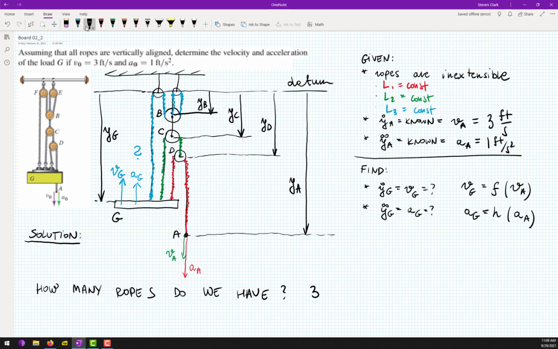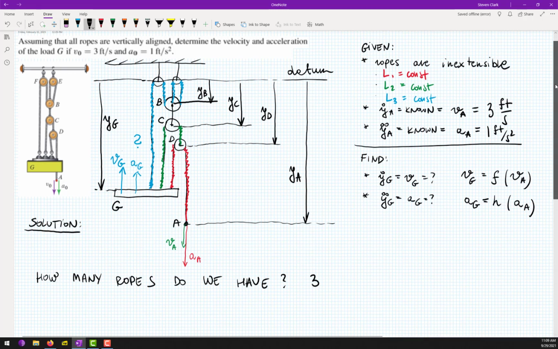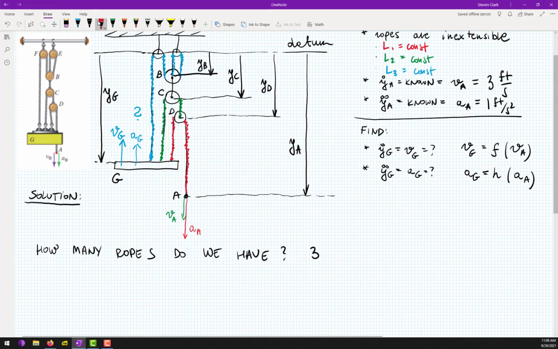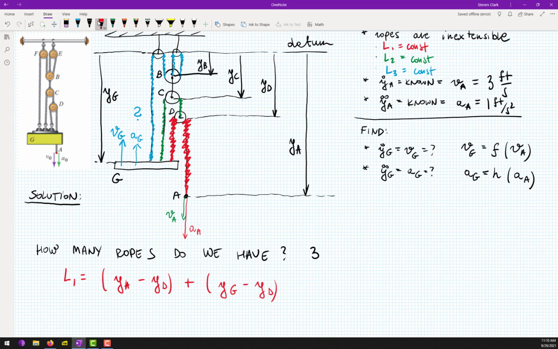Okay, so we have those 5 elevations, and we can use them to express the lengths of our ropes. I will start maybe with rope number 1. So we have L1, and I believe that this chunk of the rope has length YA minus YD plus the other chunk, this chunk. This will be YG minus YD. That's it. This is the length of our rope.